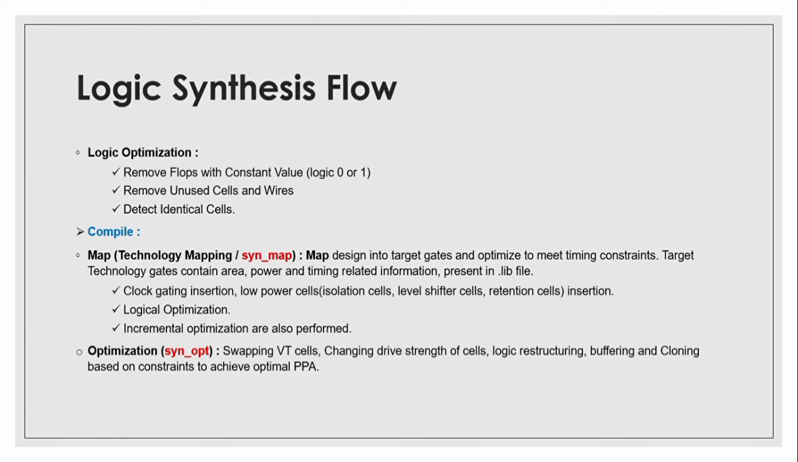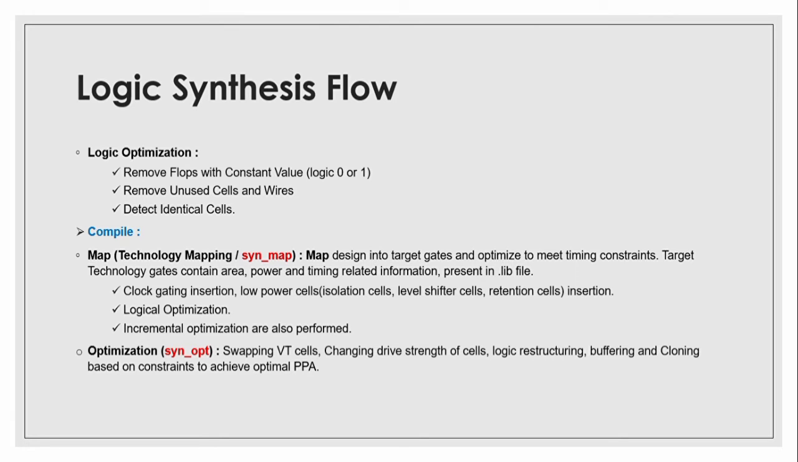Then at the end of the elaborate stage, the tool performs logic optimization. Logic optimization means it removes the flops with constant value. If it has logic 0 or logic 1 as a constant, it will remove those flops. It will remove unused cells wherever they are in the design. It will also try to detect if there are any identical cells, and then it will report that we are finding some identical cells.